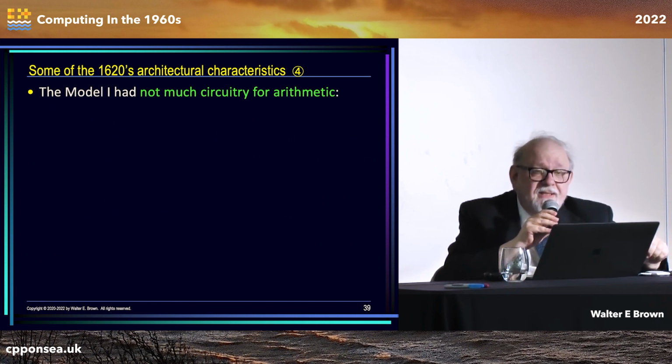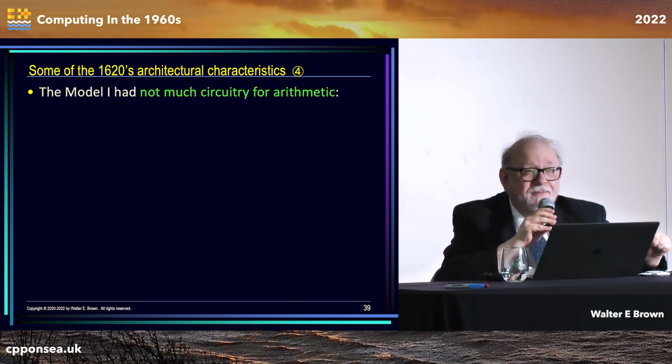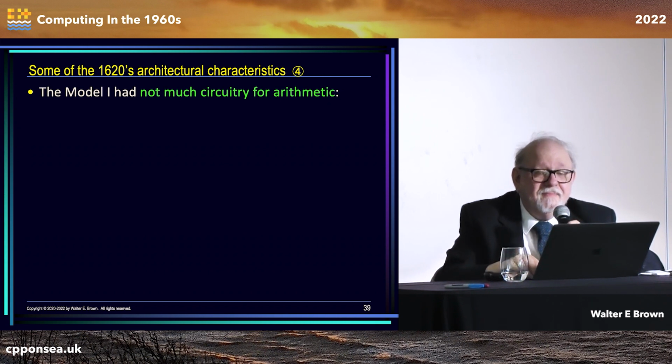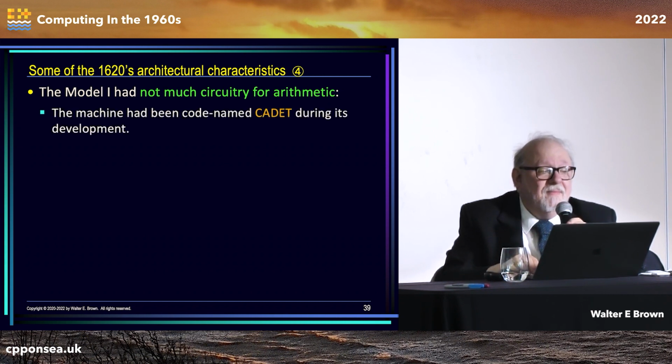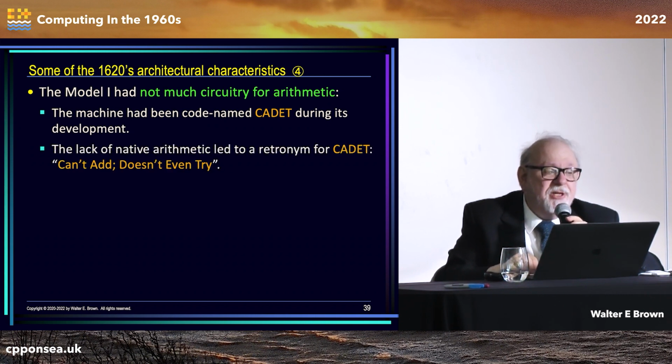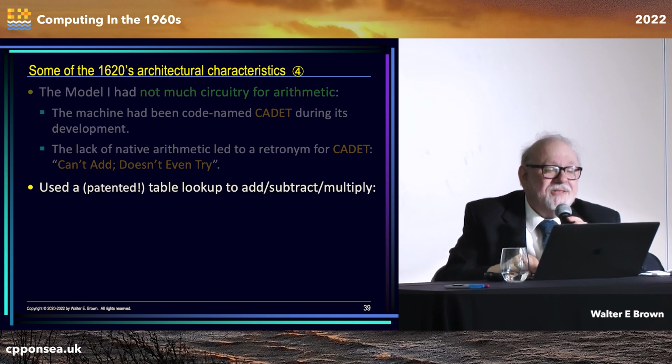The Model 1 didn't have much circuitry for arithmetic. During its development, IBM had codenamed this machine Cadet. And the combination of those 2 facts led to a retronym. Cadet, can't add, doesn't even try. Okay? So how did it do arithmetic? It did it by table lookup.